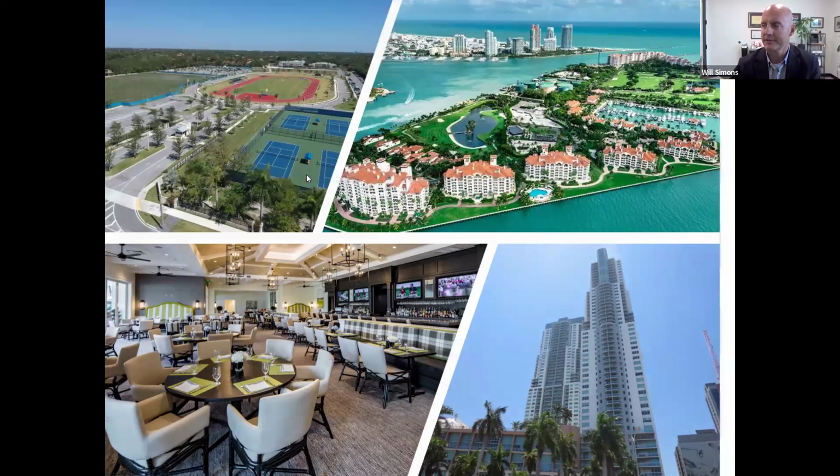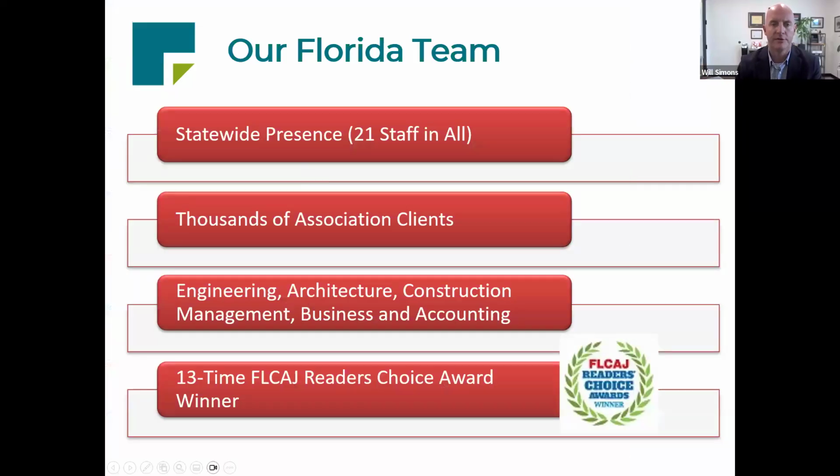So let me give you a quick overview of our staff, specifically our Florida staff. We are the largest office for our company, and our company is the largest reserve study provider in the U.S. as far as I know. Including myself, I've got 21 people on my team, with a very wide variety of technical backgrounds.